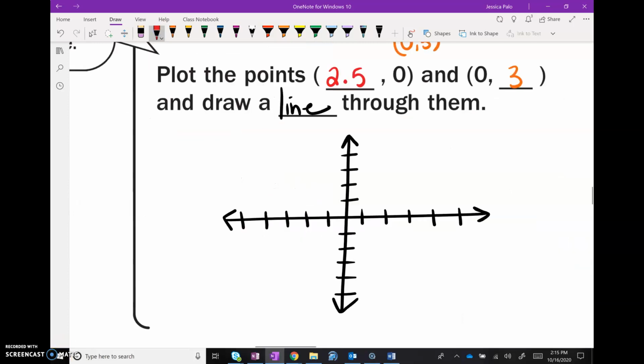Let's start with the x-intercept. We're going to graph the x-intercept on the x-axis, 2.5, 0, 1, 2.5. We're going to plot that point right there. And then our y-intercept, which is 0, 3. So we're going to graph that on the y-axis, 0, 1, 2, 3. So our y-intercept is right there. Now we can draw our line. Be sure that these lines are accurate. Nice straight line, preferably on graph paper.